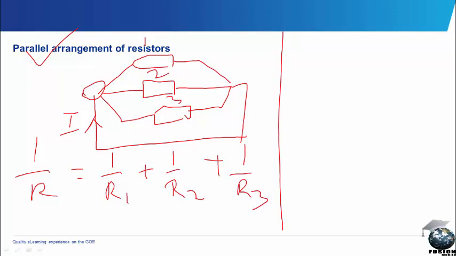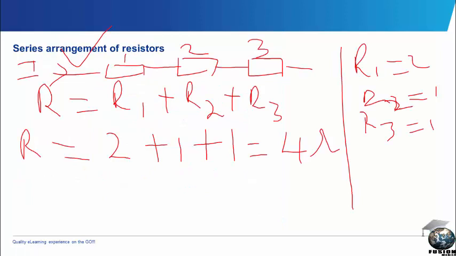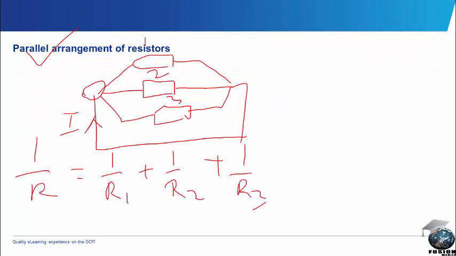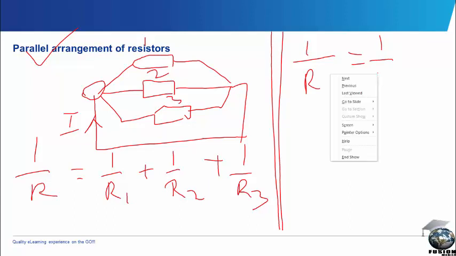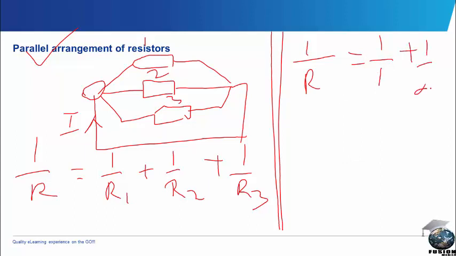If I'm handling this problem, like the one we solved before on series arrangements, where we have R1 equal to 2, R2 equal to 1, and R3 equal to 1, that means what I will now work on is 1 over R will be equal to 1 over 2 plus 1 over 1 plus 1 over 1.